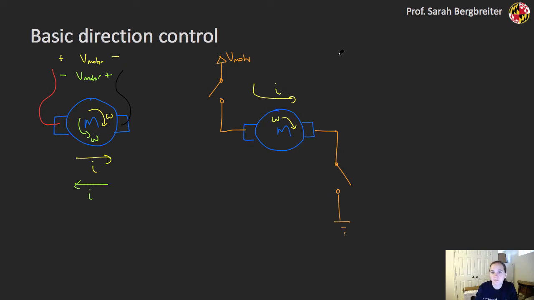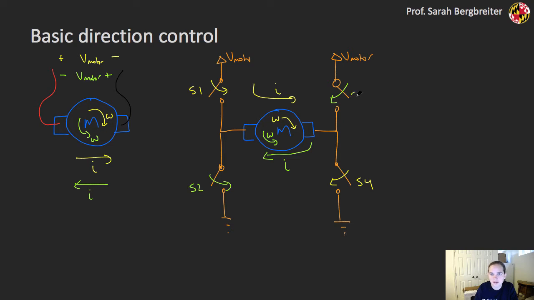I can set up some other switches over here so that if the first two switches are open and then these two switches close, then of course I'll have my current going in the opposite direction here, and my motor will also be turning in the opposite direction, because now I have my V motor across this way as opposed to these first two switches. I'm going to label these. So this is switch 1 and switch 4. This is switch 2 and switch 3 over here.